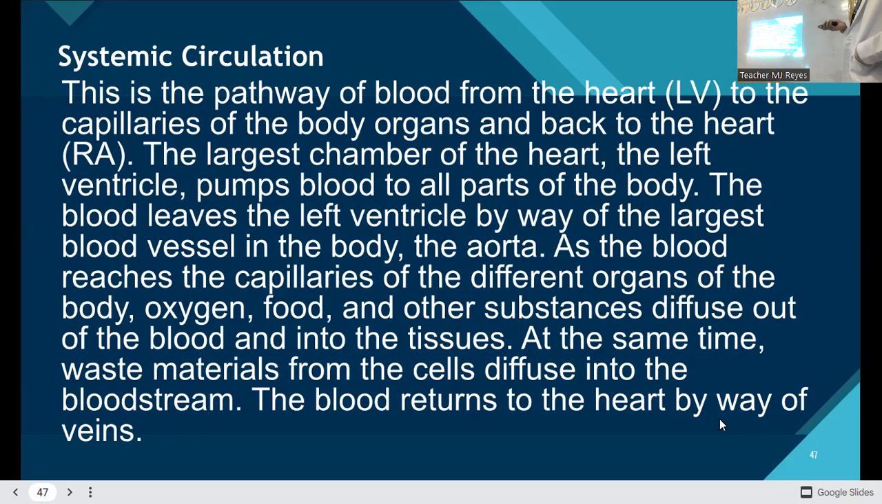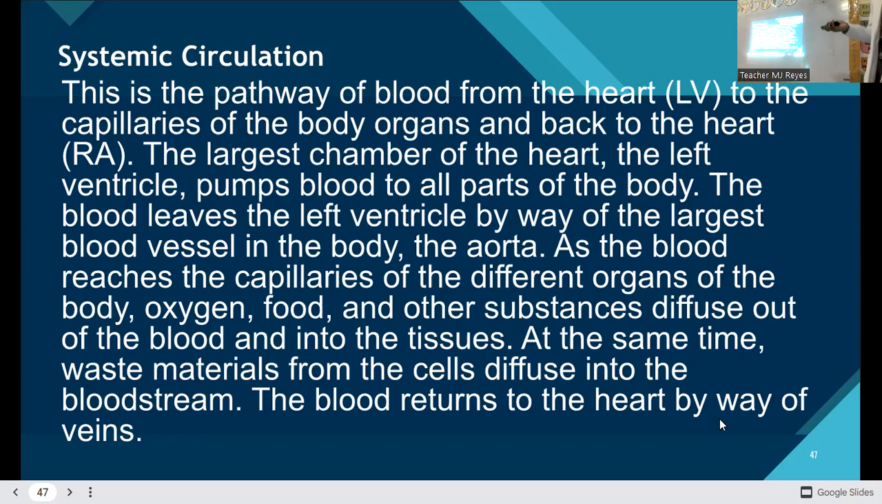The blood leaves the left ventricle by way of the largest vessel in the body, the largest artery in the body, called the aorta. That's the largest artery in the body. Why? Because the aorta is the passage of oxygenated blood going to all parts of the body. It should be large. Don't worry, I will let you see the actual aorta during your dissection.